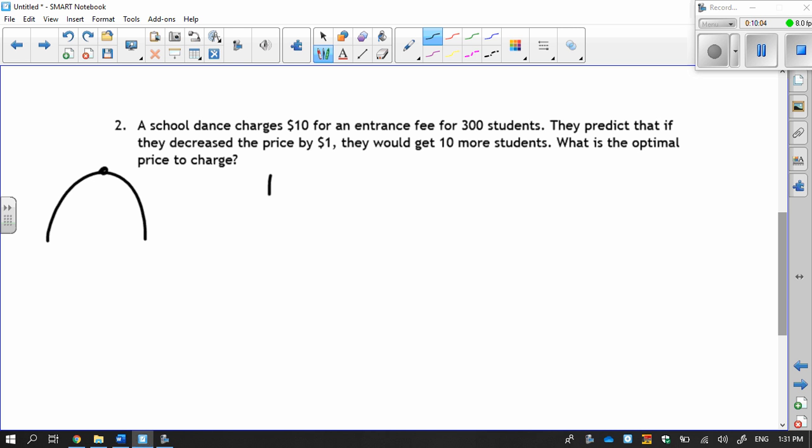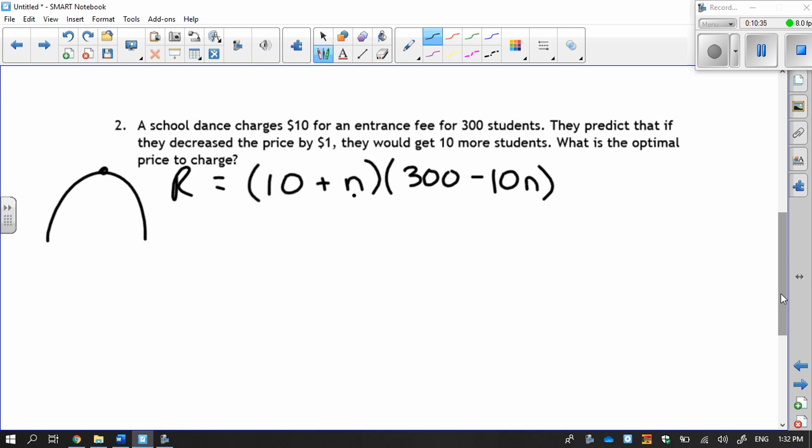So we have one thought here that if we charge $10 plus n, being the number of students. Then we have a second thought of 300 students minus 10 students based on the price. Sorry, this is price. So then this is a revenue function, so we'll start with R.